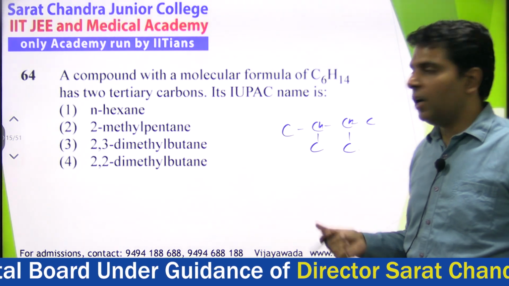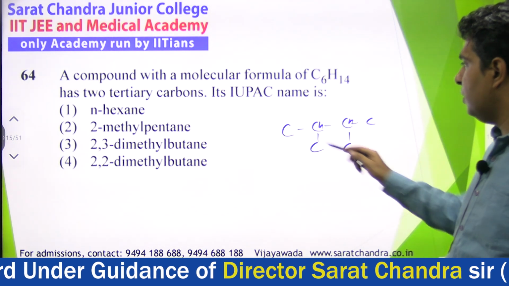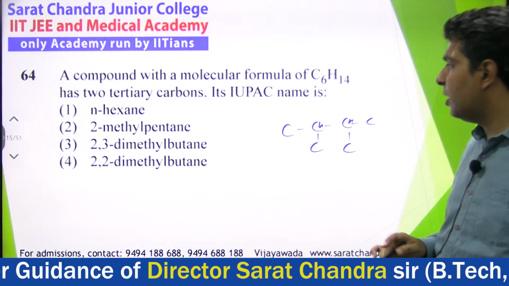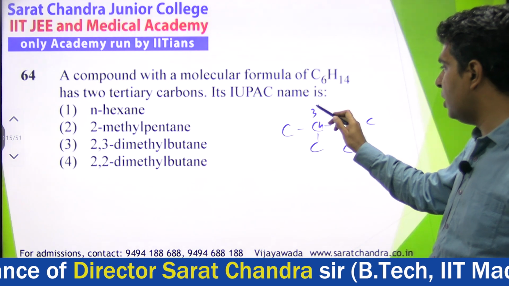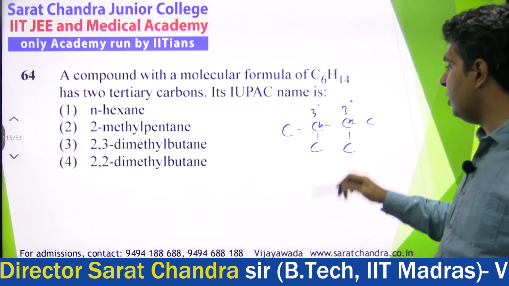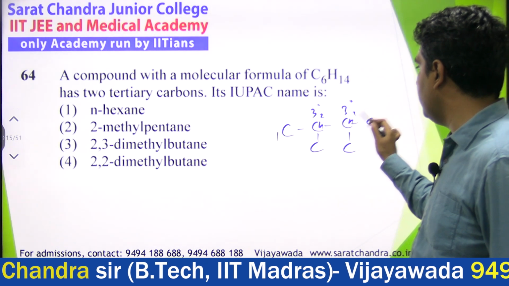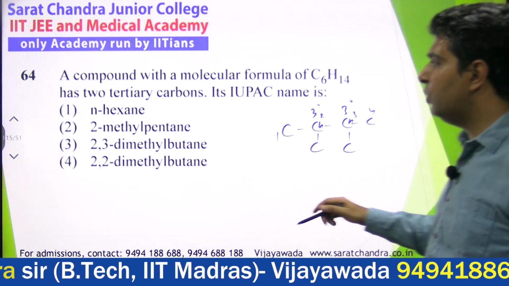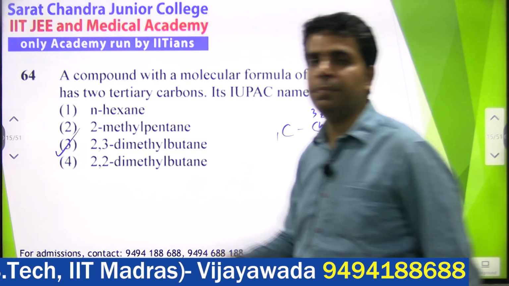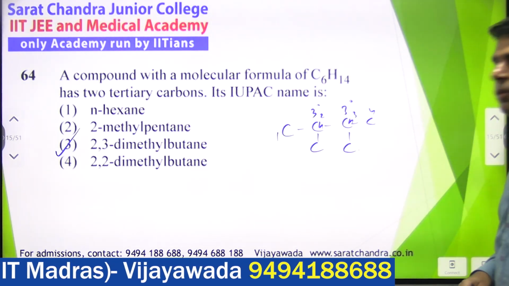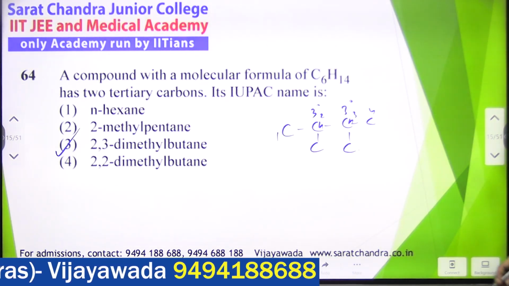So with 2 tertiary carbons, this is the only structure possible, with 6 carbon atoms: 1, 2, 3, 4, 5, 6. This is the first tertiary carbon and this is the second tertiary carbon. So the IUPAC name of this, if I start the numbering 1, 2, 3, 4, will be 2,3-dimethyl butane. So this is the only structure possible with 2 tertiary carbons.